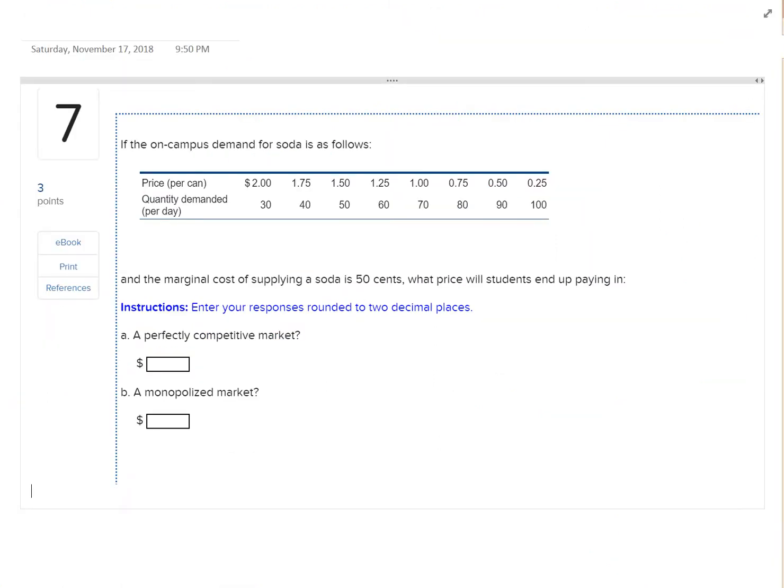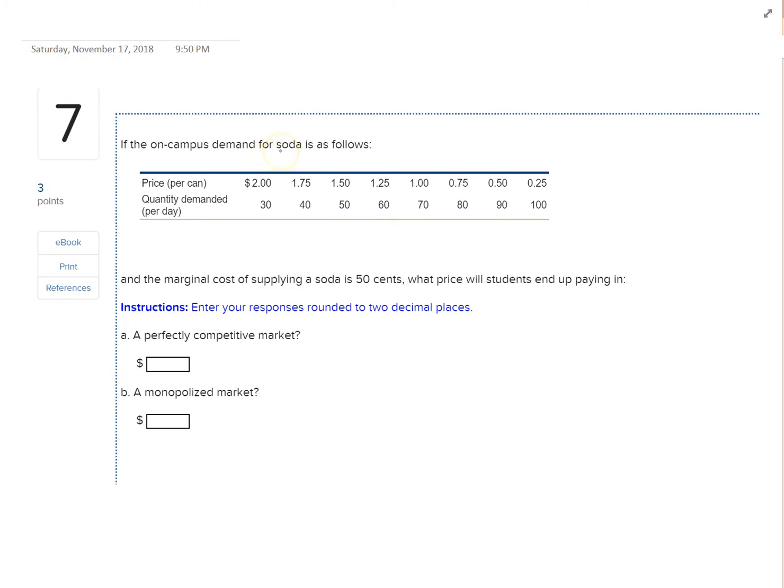Number 7, another graphing problem. So this one gives you the information about demand for soda on campus and the marginal cost of supplying a soda of 50 cents. And they ask you what price will students end up paying in 2 different market structures, perfectly competitive and monopolized. So here's what you can see.